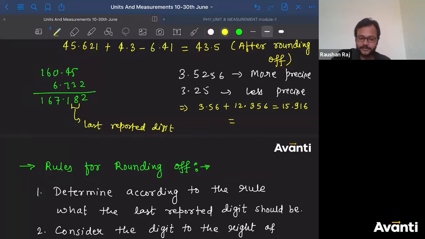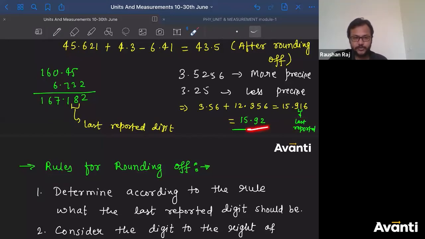Which is the last reported digit here? 1 will be the last reported digit. Now look at the digit which is right to it. What is next to it? 6. Is 6 greater than 5 or less than 5? This is greater than 5. So what will I do? I'll round it off and increase the last reported digit by 1. So the answer will be 15.92, rounded off to 2 decimal places. Okay? So this is called rounding off to 2 decimal places.